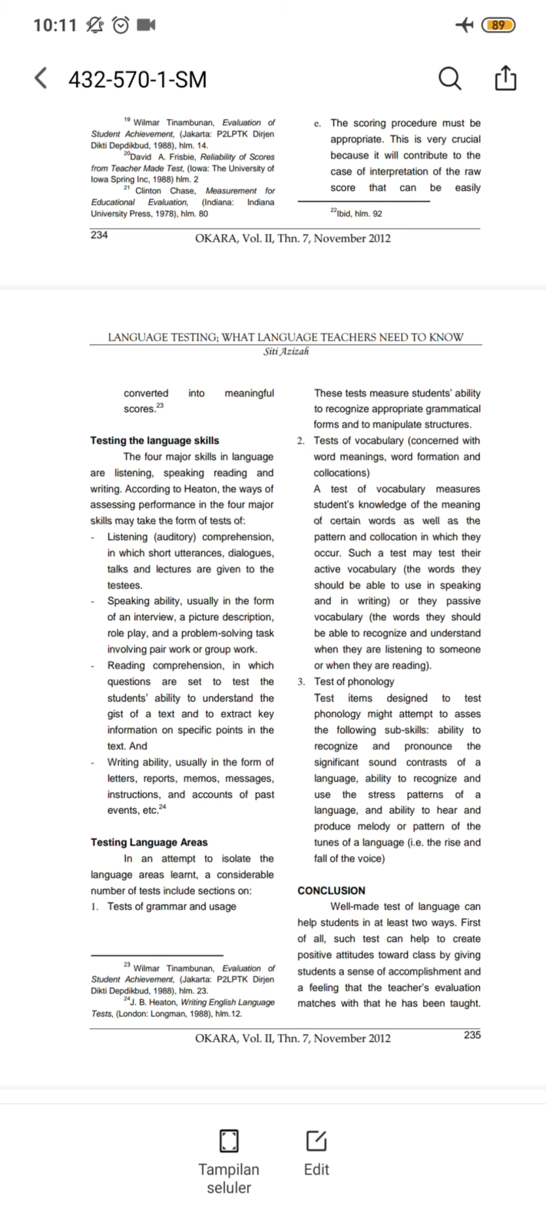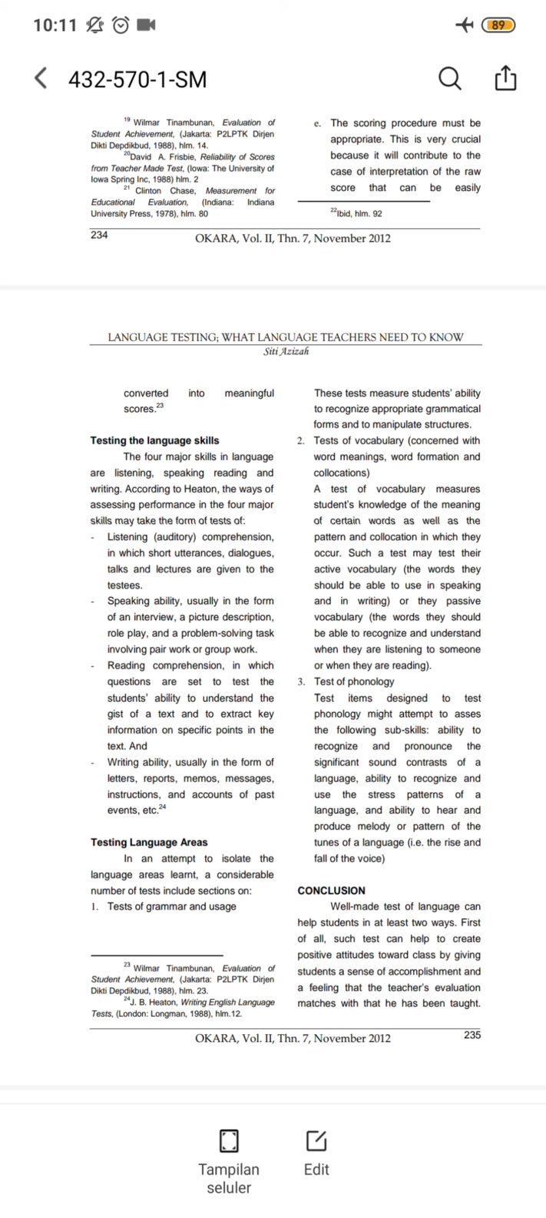The third is reading comprehension, in which questions are set to test the student's ability to understand the gist of a text and to extract key information and specific points in the text. The fourth is writing ability, usually in the form of letters, reports, memos, messages, instructions, and accounts of past events.